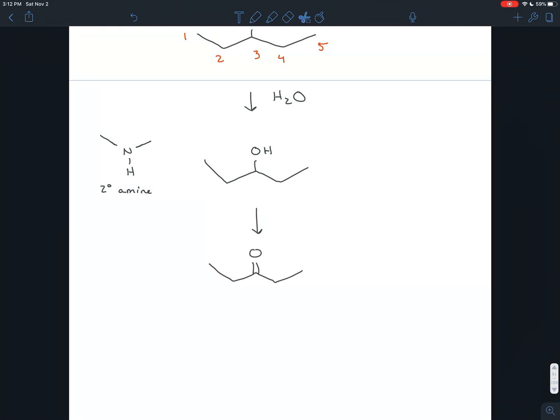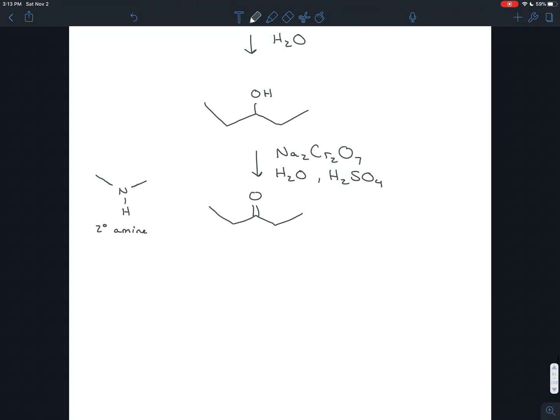If you want that to be a carbonyl so that you can form the enamine, you just have to do an oxidation. There's only 1 bond to oxygen here, there's 2 in what we want. So in oxidation, the carbon that has the OH on it is bonded to 2 other carbons, so it is secondary. You can oxidize secondary alcohols using sodium dichromate, water, and acid. So that turns that secondary alcohol into a ketone.